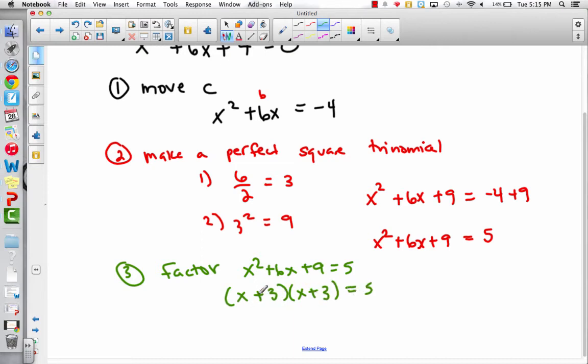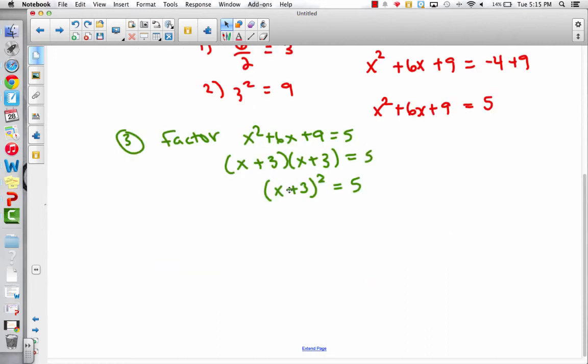Now if we have the exact same thing written twice, this can be rewritten, and this is really important, as x plus 3 squared equals 5. And this is perfect. It's factored, and now this is exactly what we want to start solving for our equation, because we can do this. This is what we did in the last section. So if we have x plus 3 squared equals 5, step 4 is to solve.